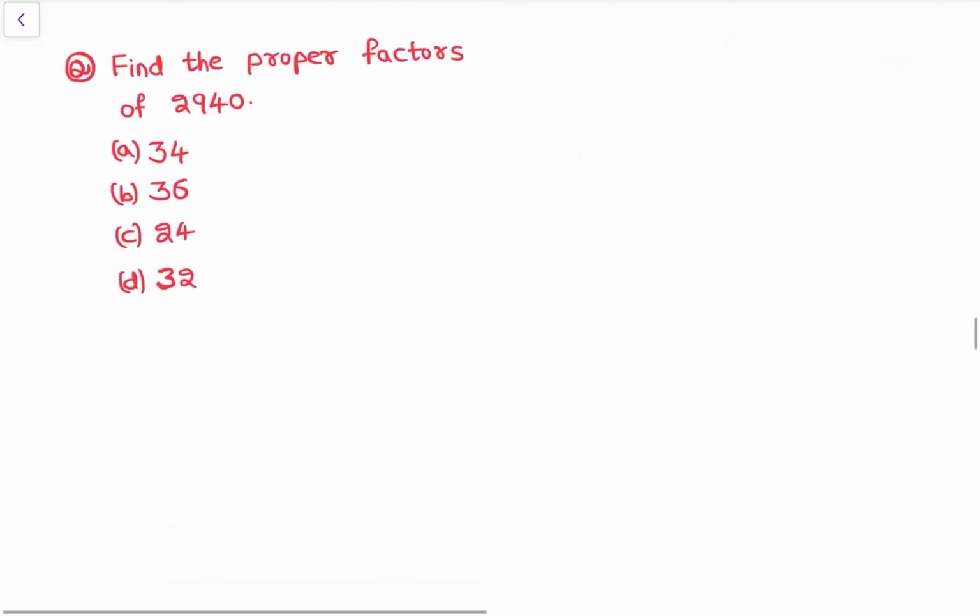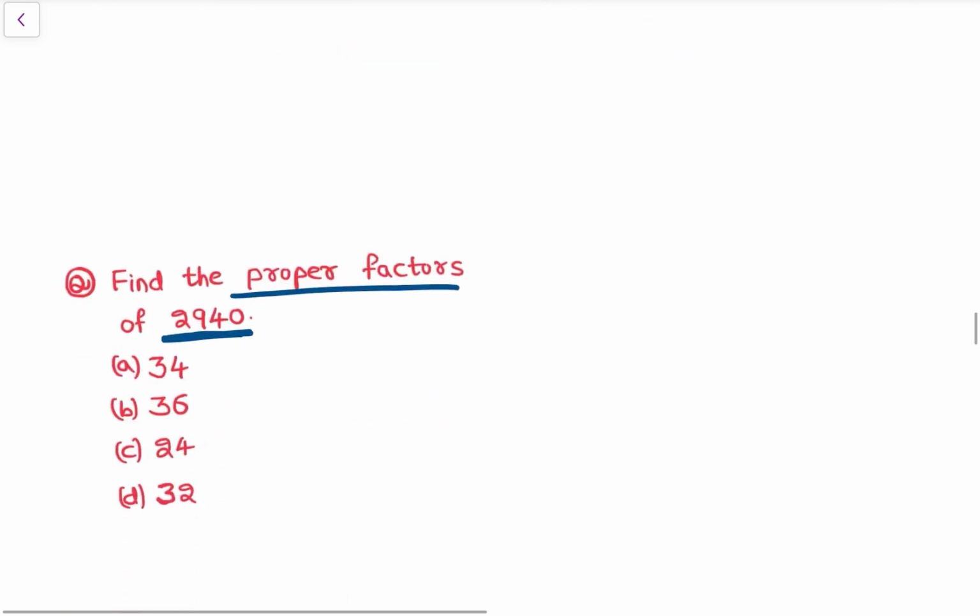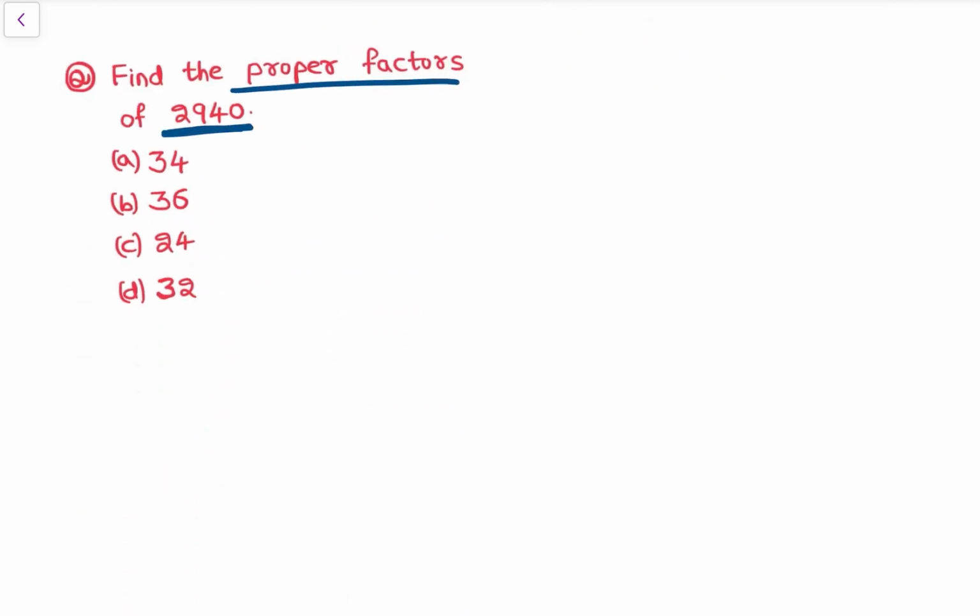ठीक है, question is find the proper factors of 2940. So proper factor is what? Proper factor is total number of factors minus 2. So we can find, so इसको prime factorization करना है. So 2940 can be written as 294 into 10. ठीक है, so 10 can be written as 2 into 5.